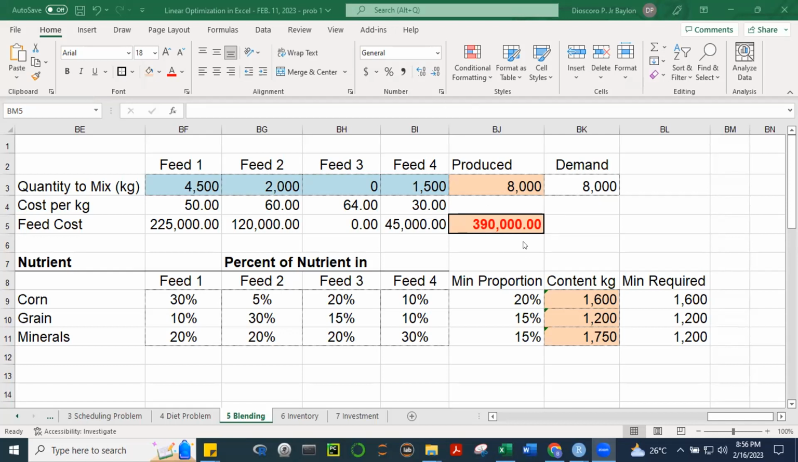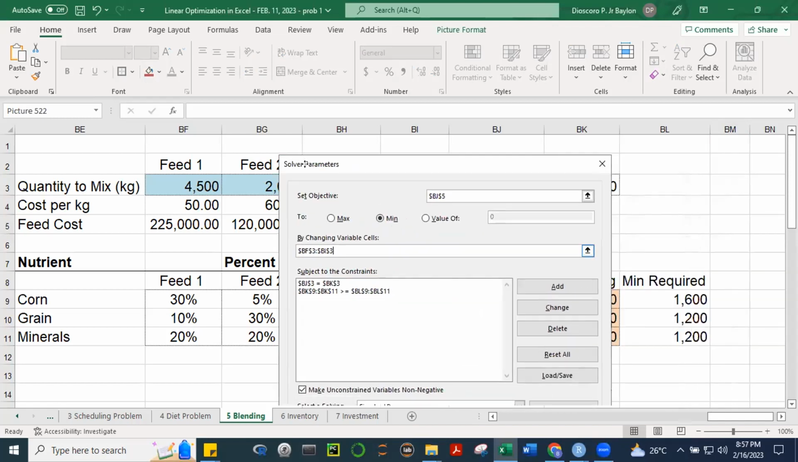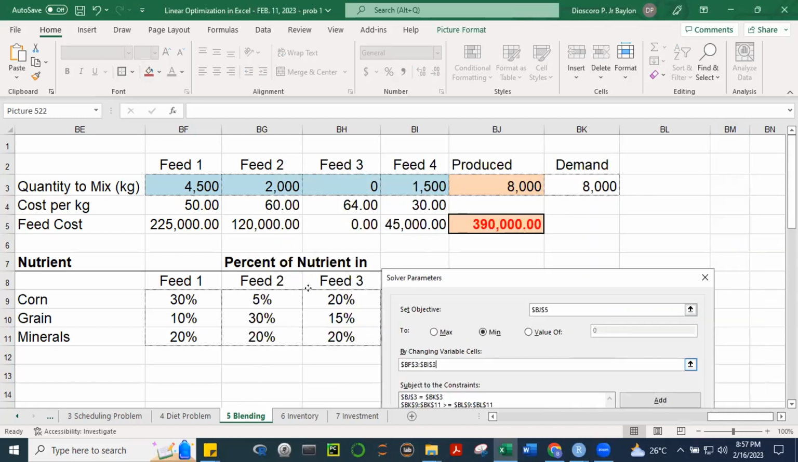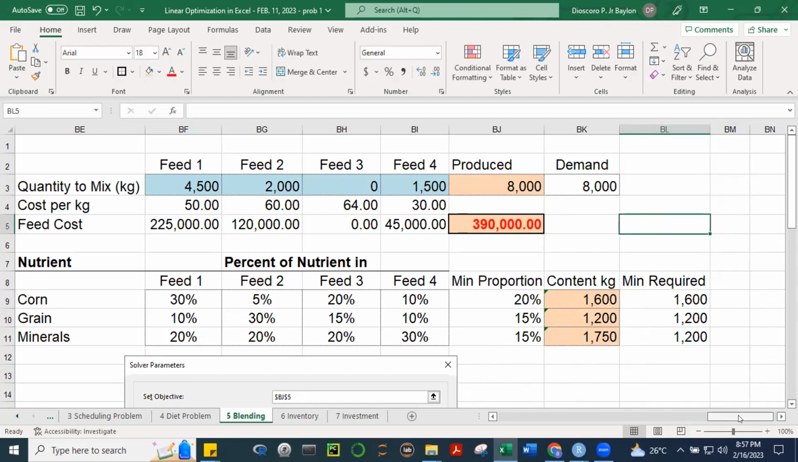All right, 390,000. Now, next meeting, we're going to discover how to determine if there are alternative solutions. Because did you get this quantity mixture also? Yes, sir. Okay, let me see. Where's the control V? Okay, this one. So let's take a look at how I did this.